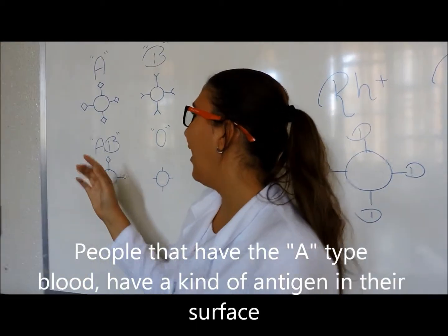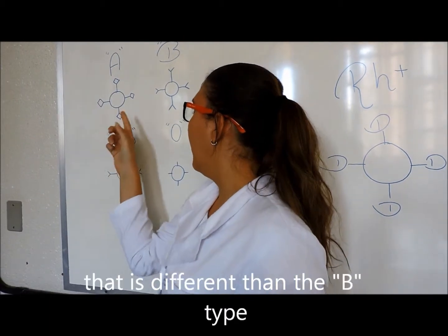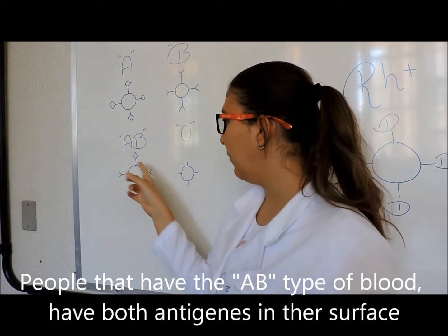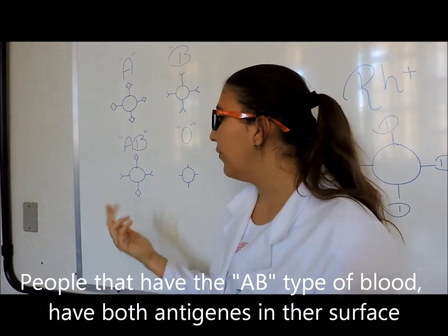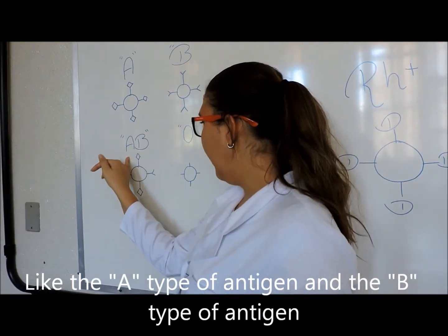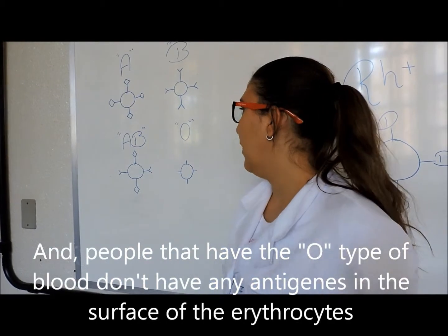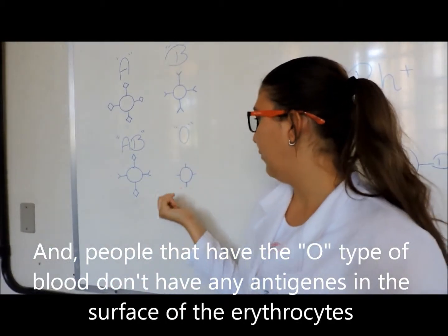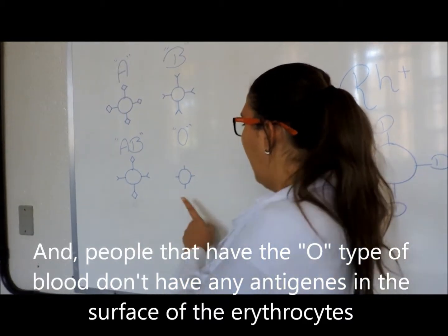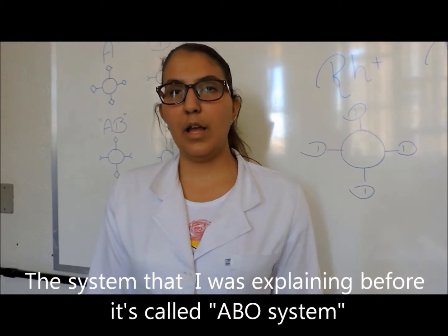People that have A-type blood have a kind of antigen on their surface that is different from the B-type. People that have AB-type blood have both antigens on their surface, the A-type antigen and the B-type antigen. And people that have O-type blood don't have any antigen on the surface of the erythrocytes. The system that I was explaining before is called the ABO system.